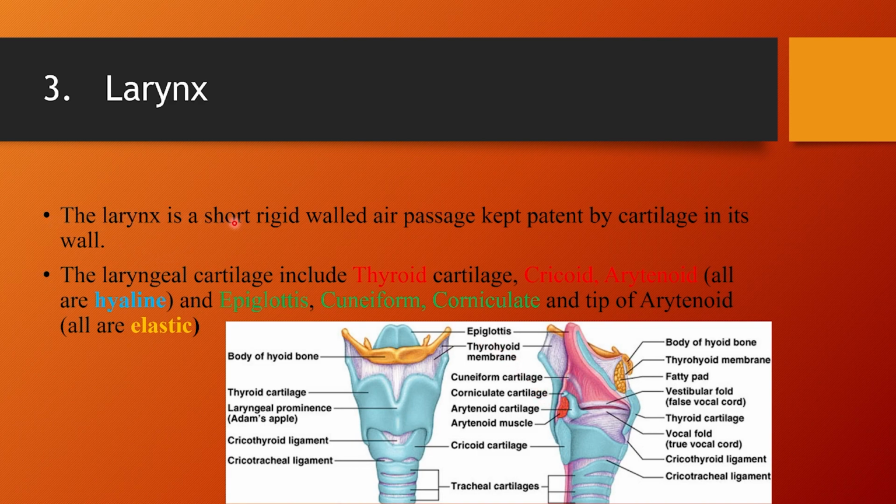The larynx is a short, rigid-walled air passage kept patent by cartilage in its wall. The laryngeal cartilage includes thyroid cartilage, which is this one in front, the cricoid cartilage, which is this one right here, and the arytenoid cartilage, which is right here at the sides, and all these are hyaline. However, the epiglottis, which is this one, the cuneiform, which is this one, and the corniculate, which is this one, are all elastic.